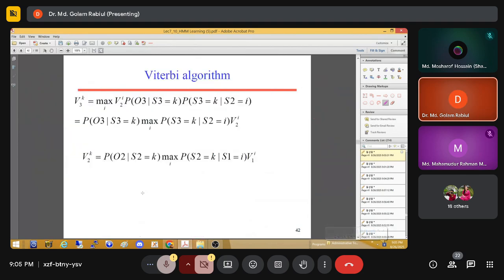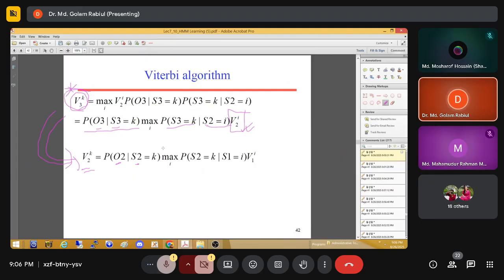Okay. So that means V3 of K is equal to the probability of observation 3 given state 3 equal K, and max over I of the probability of state 3 equal K given state 2 equal I, times V2 of I. If this one is V3, then can we write the V2? Because to know the V3, we have to calculate the V2 also. Then using a similar fashion, can we write V2 equal K? For V3, this is observation 3 and state 3. For V2, we have to consider observation 2 and state 2.